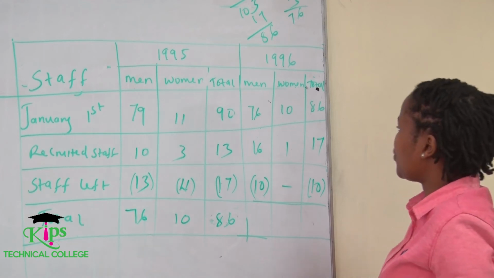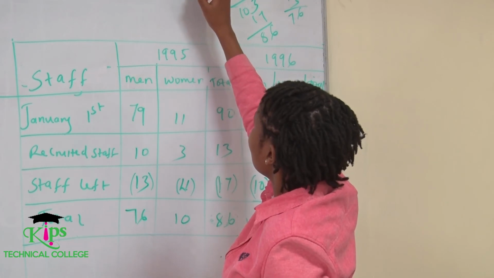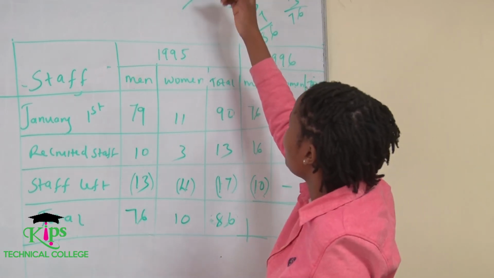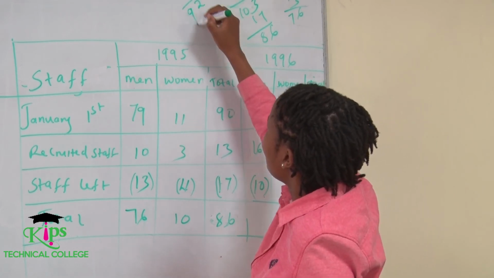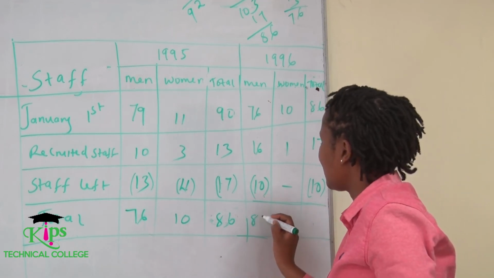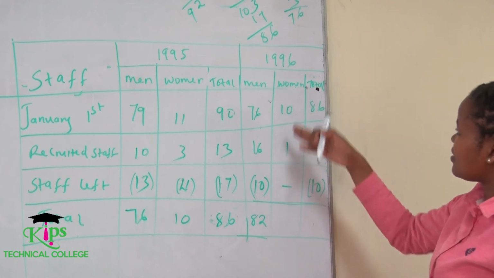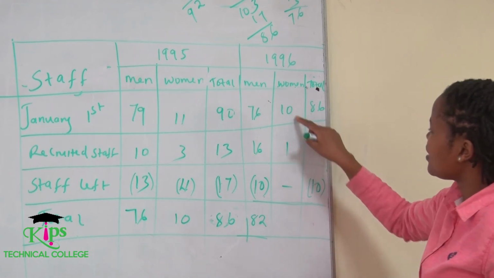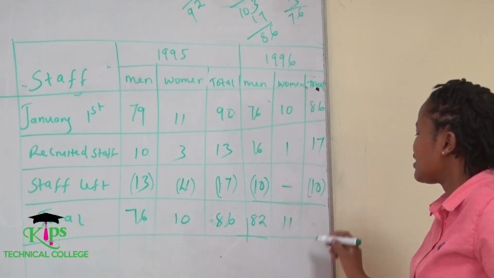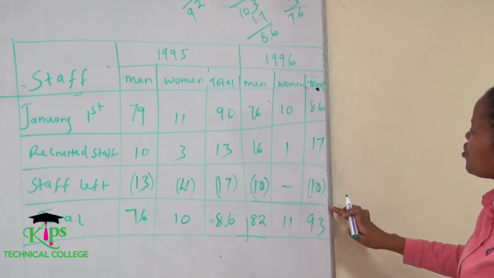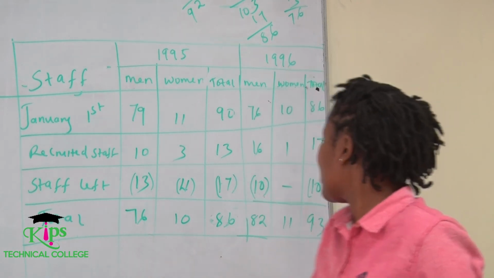So let's see our total now. Here we have 76 plus 16. You try to find somewhere rough to do this, or you use your calculator. We have 92. 92 minus 10 will give us a total of 82. Then we have the women. The women are at 10 plus 1, which is 11. There was no woman who left. Then we find the total here. This is 93. And you can try out on the other side: 86 plus 17, then you minus 10. That should give you 93.